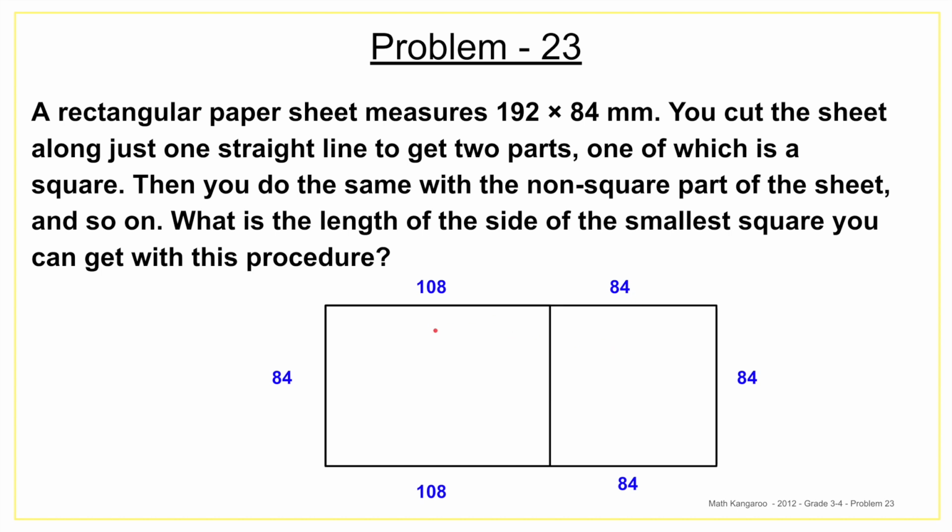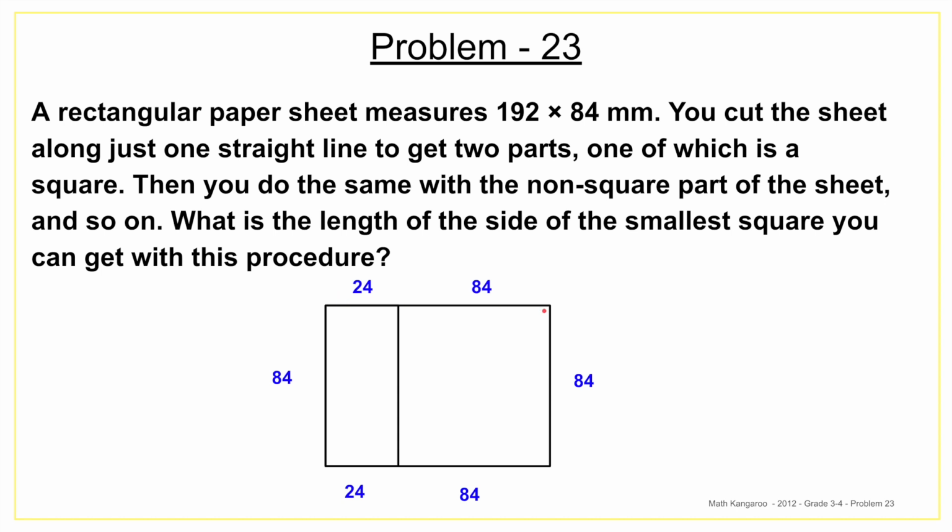Now we cut the non-square again. So we remove the square out of it and let's have just the non-square. Now we cut it into two pieces, a square and a non-square. So we take out 84 as a square in here. The side length is 84. So 108 minus 84 gives us 24 and 84. Now we again remove the square from it and have the non-square. So the length of the non-square is now 24, 84, 24, 84.